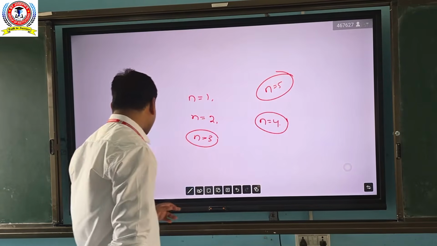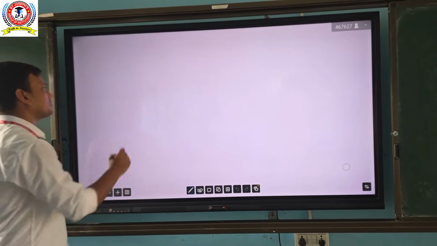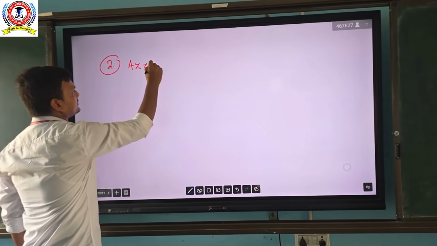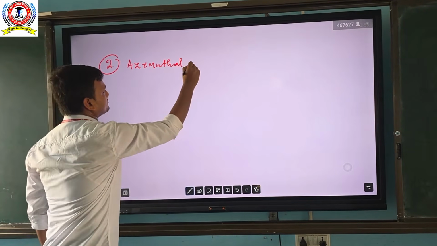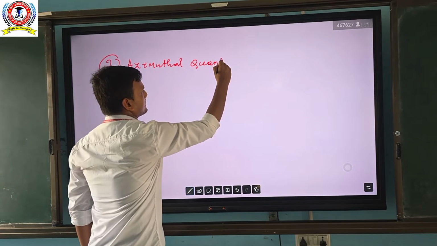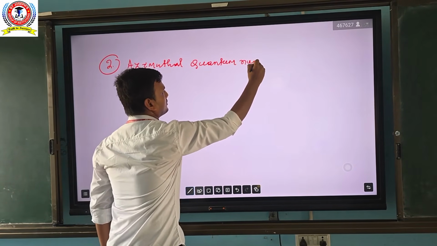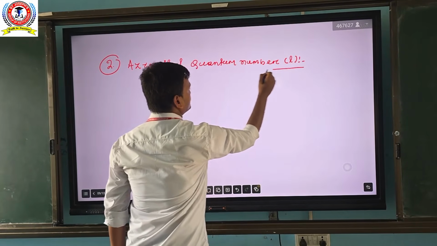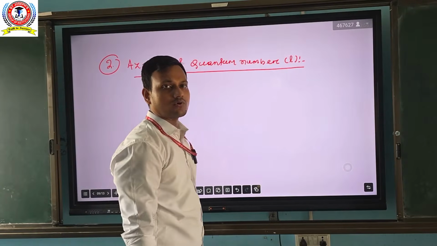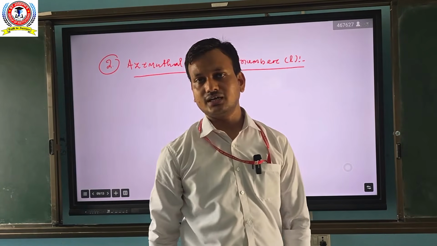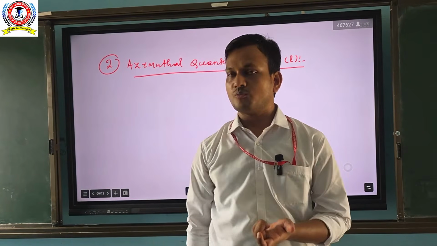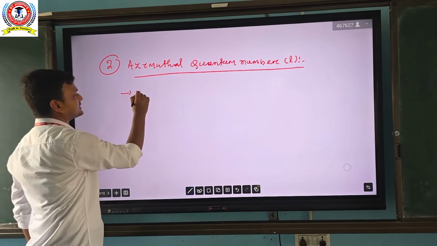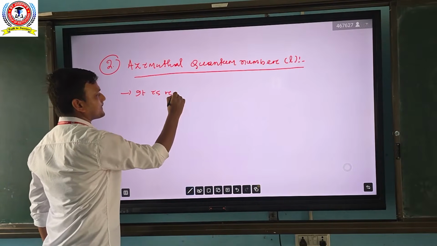Let's come to the second quantum number, the Azimuthal quantum number, which is represented by small l. When the principal quantum number gives an idea about the shell, similarly, the Azimuthal quantum number gives an idea about the subshell. That means, first of all, it is represented by small l.